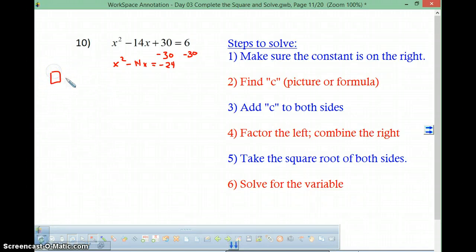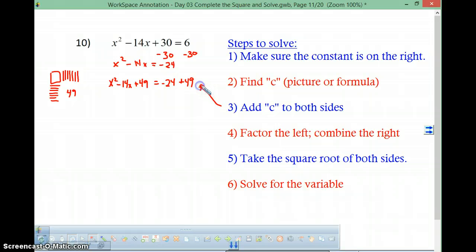Here's my x squared. I put half of those x's on this side and half on this side. Can you see how many dots I'm going to need? I'm going to need 7 rows, and each row is going to need 7. So what's 7 times 7? 49. So we're going to take x squared minus 14x plus 49 equals negative 24 plus 49. You have to add that 49 to both sides.